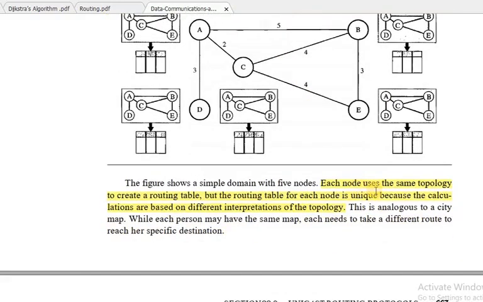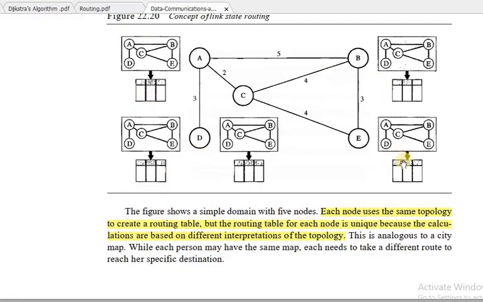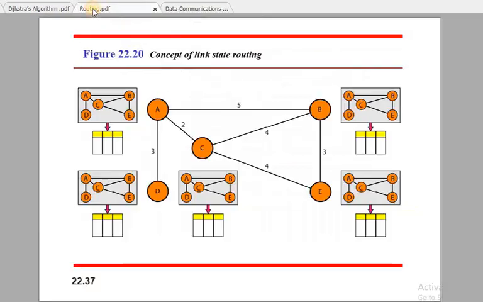Each node uses the same topology to create a routing table, but the routing table for each node is unique because the calculations are based on different interpretations of the topology. So the same information is going to be collected by each of them. However, the routing tables will be different because they are specifically made for the particular node. If you look back at this diagram, this table is specifically made for A, this table is specifically made for D, and so on, right? They are very special to their corresponding nodes.